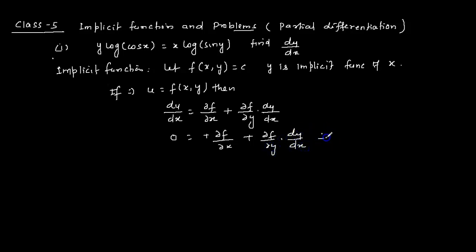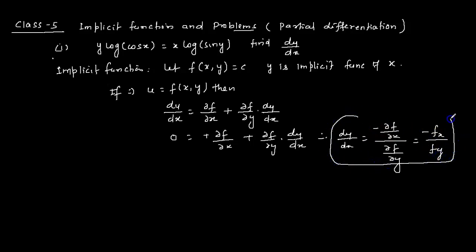So here we can find the value of dy by dx. This side will go negative, so dy by dx is minus del f by del x divided by del f by del y. So this is the formula, minus f of x by f of y, which you can use for finding dy by dx for implicit functions.